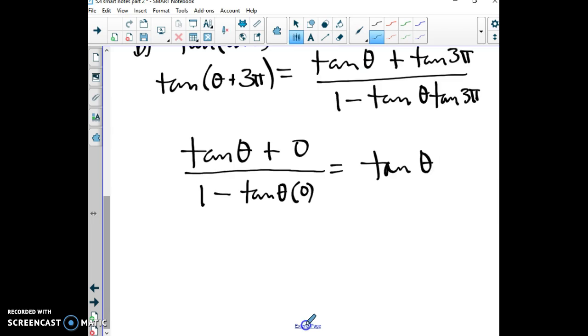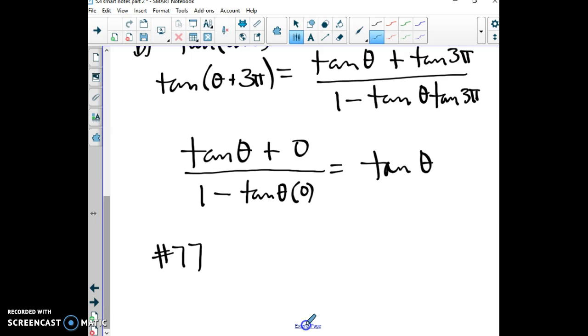So go ahead and try exercise 77. For this top example, it says note the period of tangent theta is pi, so the period of tangent of theta plus 3 pi is the same as the period of tangent of theta.